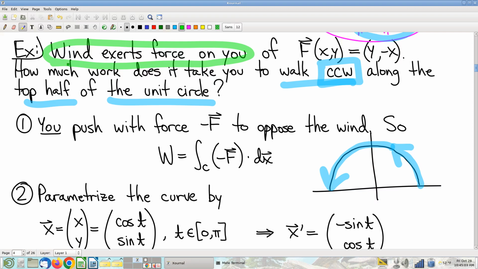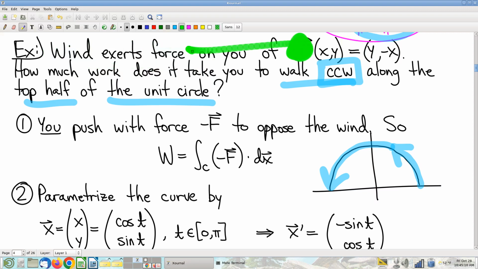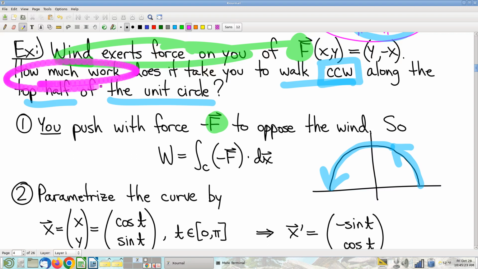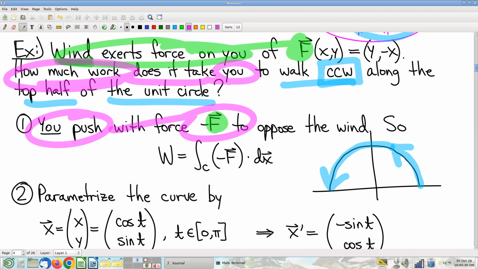So notice that the force that's been given, F, this F here, is the force that the wind is applying. The question, though, is how much work do you exert? And you push with the opposite force, because, again, you're not falling over. And so there's a minus sign in there. The wind is applying a force F. You, in resistance of that, are applying a force negative F. Is that all right with everybody?